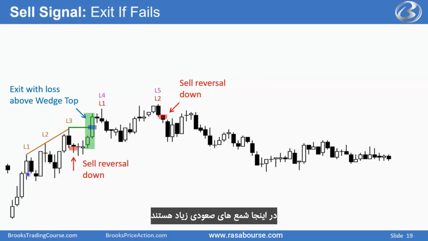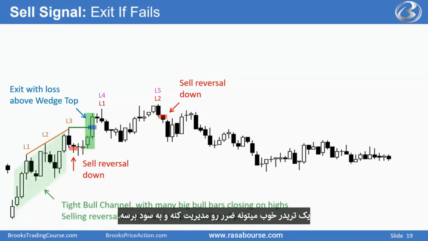A lot of bull bars, pretty tight channel, really not a very high probability short. However, it's a reasonable short, and whenever you take a reasonable trade, if you manage it correctly, 90% of the time a good trader can avoid a loss and usually make a profit.